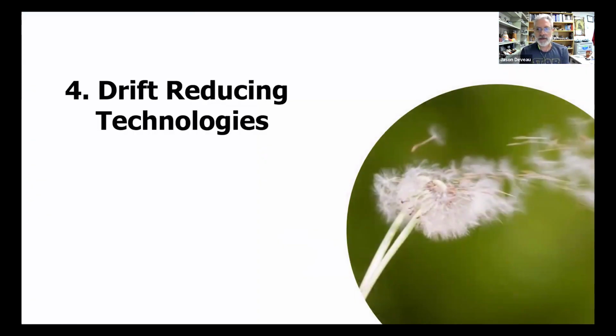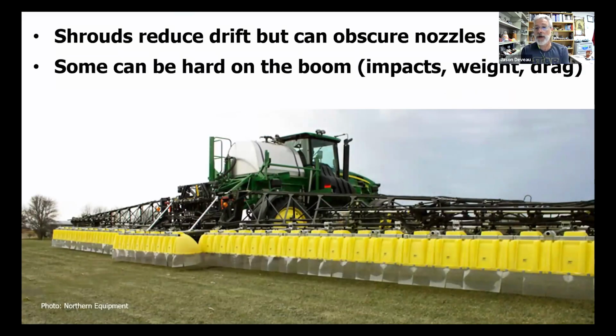Drift reducing tech. Maybe there's something you can buy or add to your sprayer to help matters. You can get shrouds. I mentioned them earlier, and I know a lot of horticultural operations that use shrouds on their sprays. They work great, especially with banded applications where you're trying to get them between the rows. But as an overall solution, I've never seen anybody with a full set of shrouds on a field sprayer.